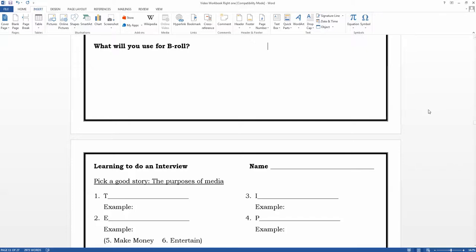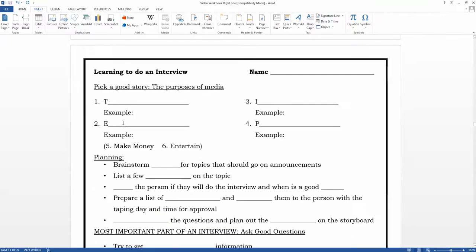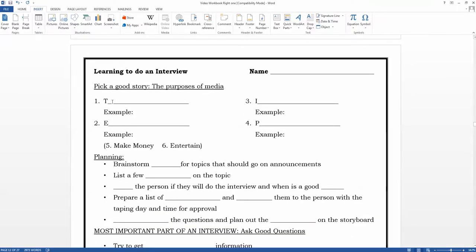Make sure that you have the paper for how to do an interview. I will go through it. Make sure that you are listening and then also filling in the paper.